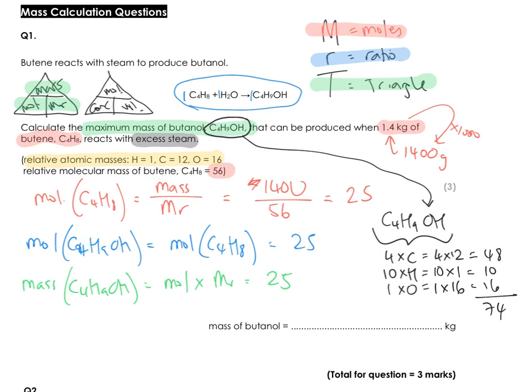So to finish off this calculation, this is going to be 25 times 74, which gives me 1,850 grams. Now notice that they want this in kilograms, so I've got to then divide by 1,000 to give the answer. So it's 1.85 kilograms.